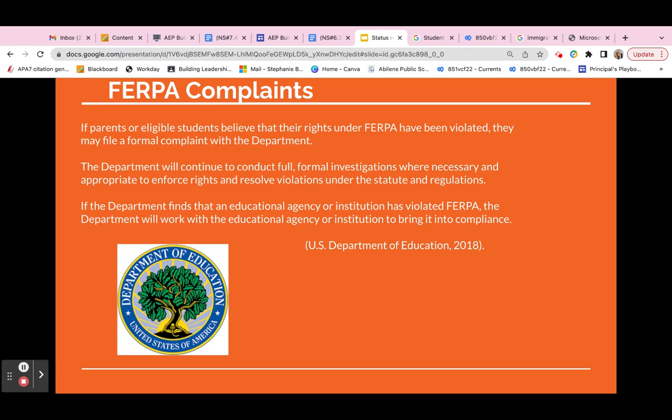It is important to note that if the department does find an educational agency or institution has violated FERPA, the department will work with the educational agency or institution to bring it into compliance. And typically, this will not affect your funding from the federal government unless that agency or institution refuses to cooperate. Then your funding could definitely be affected because you are refusing to be compliant.